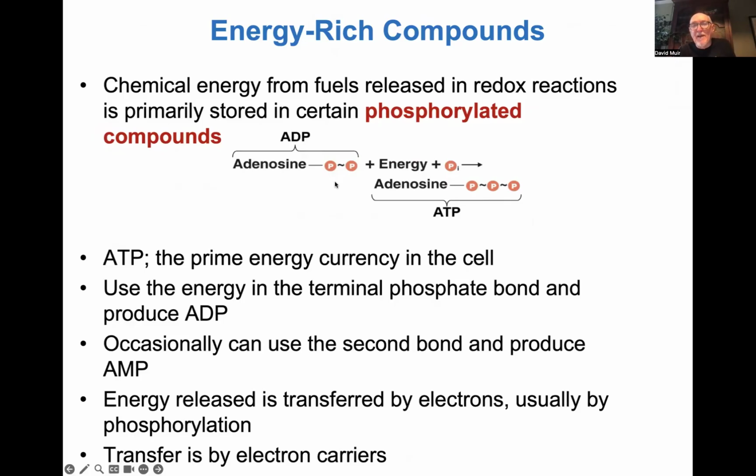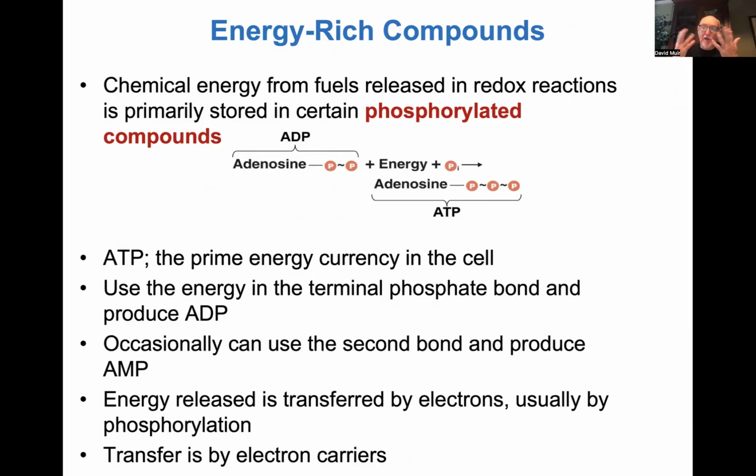So I would say very occasionally the cell may use this bond as well, but it's not that common. But just know that it is possible to use this bond if circumstances of a particular metabolic reaction demand it. Now, the way in which the electron and all of its energy are transferred is usually by taking the whole phosphate, not just the electrons, but by taking the whole phosphate and putting it onto another compound. And that compound is called an electron carrier.